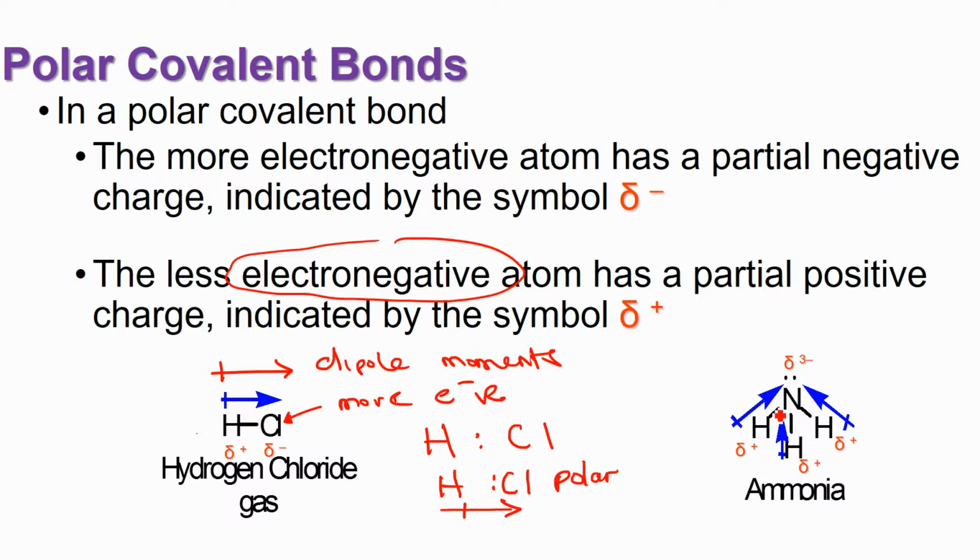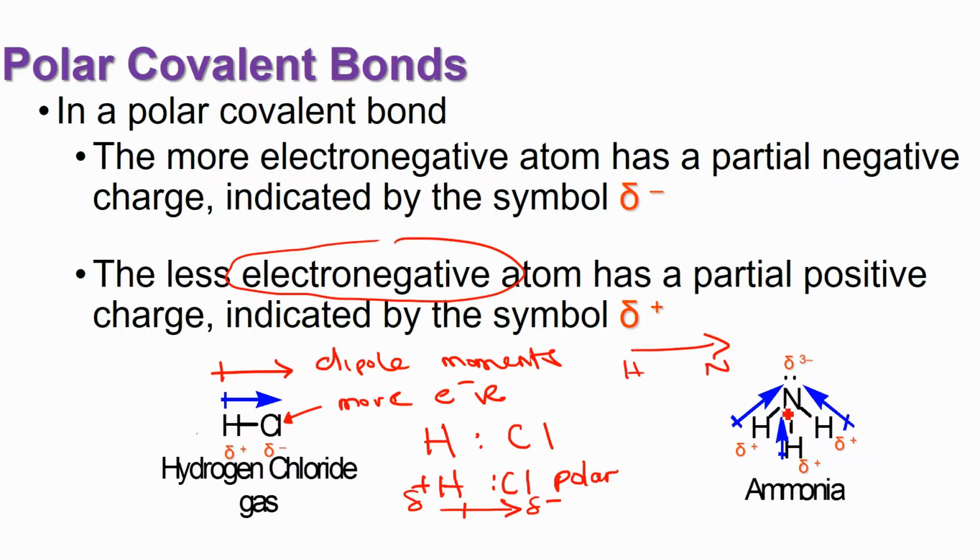Now, in ammonia, nitrogen is more electronegative than hydrogen. Of course, going across the periodic table, nitrogen is farther to the right. So nitrogen is more electronegative than hydrogen. So again, the dipole moment should point towards the nitrogen. And because the electrons are spending more time towards the chlorine here than the hydrogen, chlorine will be partially negative, electrons are negatively charged, and hydrogen will be partially positive.